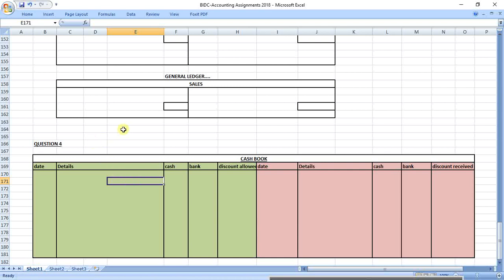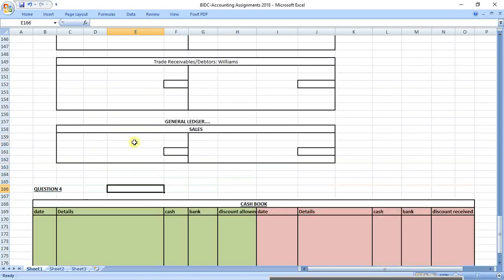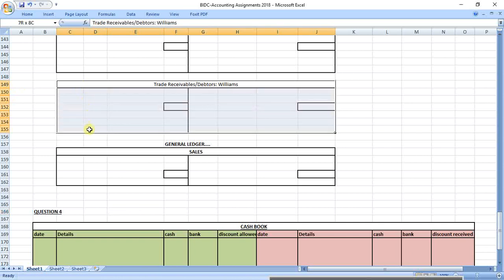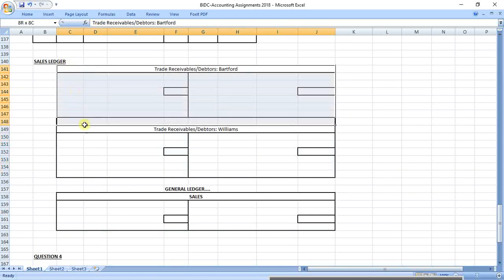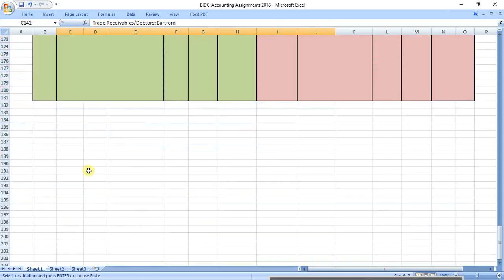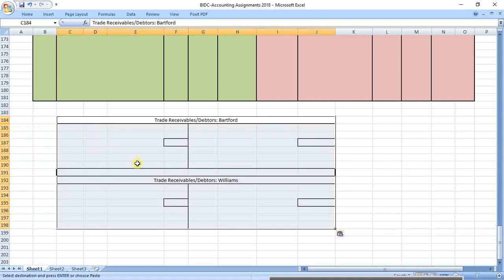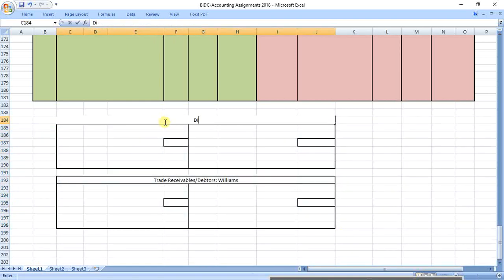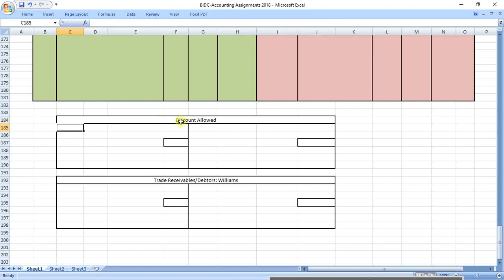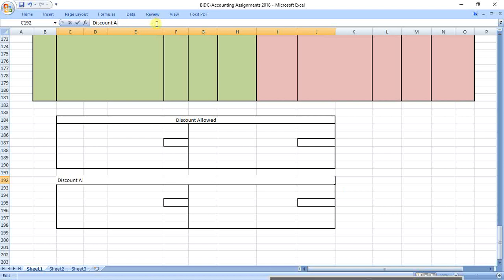Okay, so then you need a general ledger. We're going to need discounts allowed and discounts received. 100%. Okay, so we need two T accounts. Copy paste that. One is called discount allowed. One will be discount received. Okay, because that's what the question's asking us to do.